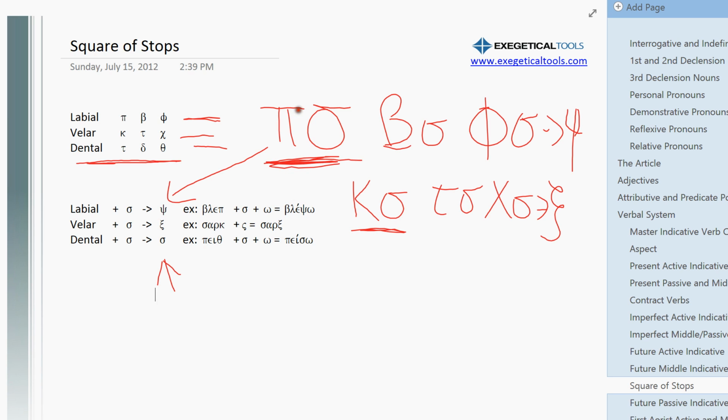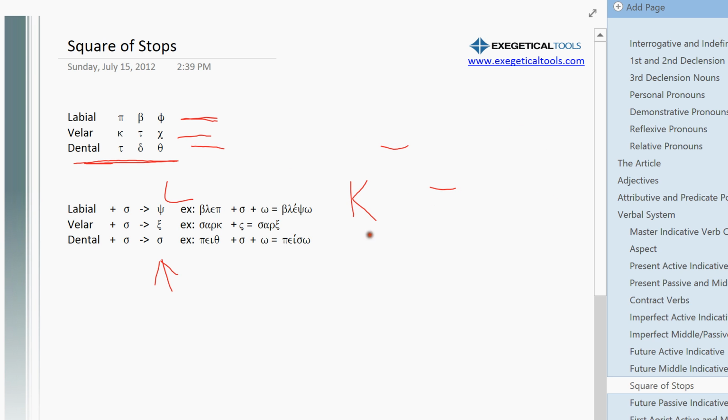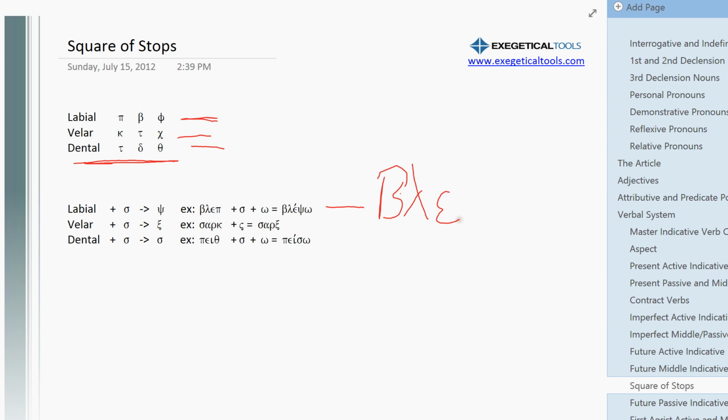Let me just erase this here, and you can see some actual words I've put in here to show the examples. With blepo, which means I see, present active indicative is blepo, when you put it in the future active indicative, you take the future active tense stem, which is blep, and then you're going to add a sigma, and then you're going to add the ending. Well, this right here is a problem, so it changes to blepso. And that's the square of stops.